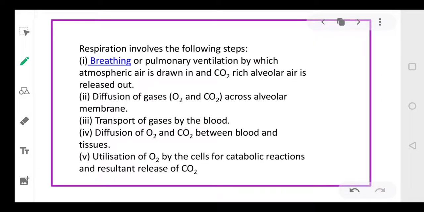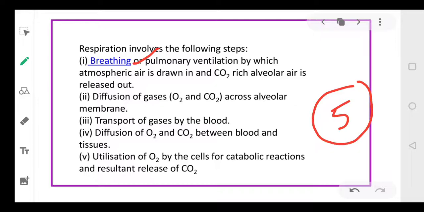Now see, respiration basically involves 5 basic steps. We can divide the process of respiration into 5 steps. The very first step is called breathing. Breathing means आप ऑक्सीजन लेते हैं, आप ऑक्सीजन रिलीज करते हैं. So this is your breathing. Clear?